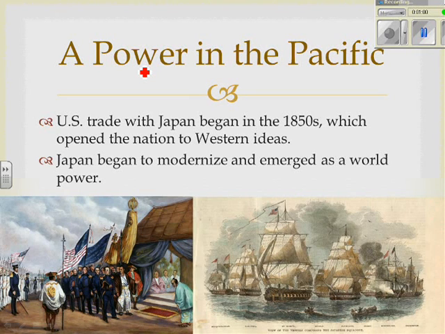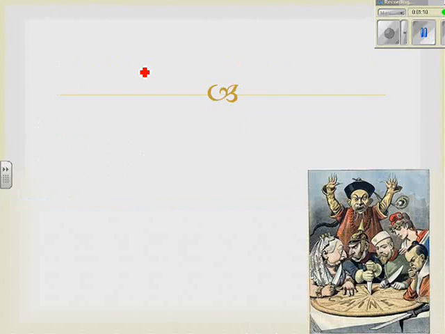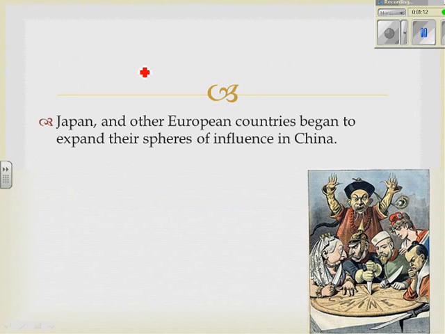Now, before this period, Japan was very isolated. They really didn't have any contact with the outside world, but thanks to the United States, they begin to modernize, and they now emerge as a world power as well, which then leads us to China. Japan and China being close geographically, Japan begins to exert its influence on China, and then other European nations are going to get involved as well. So they are going to set up what are called spheres of influence.